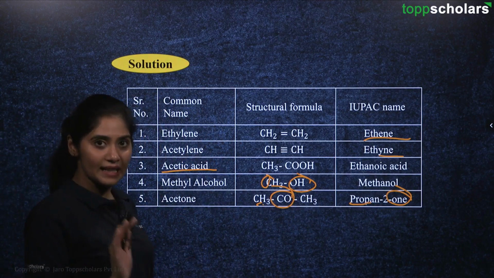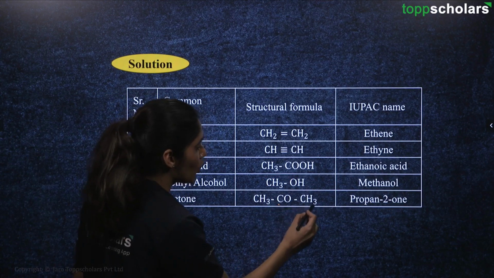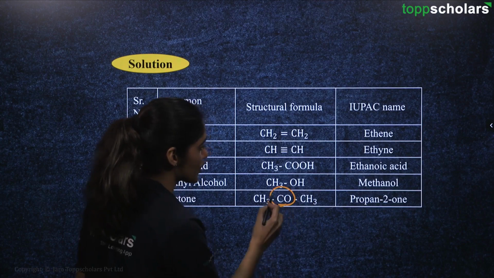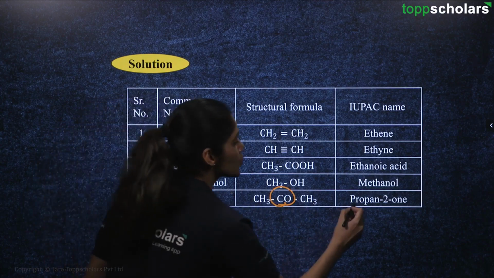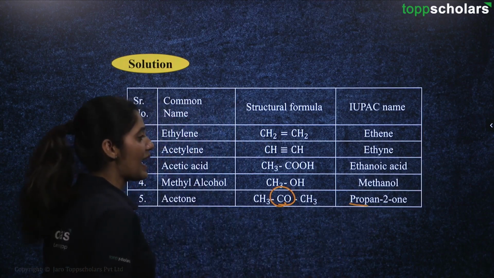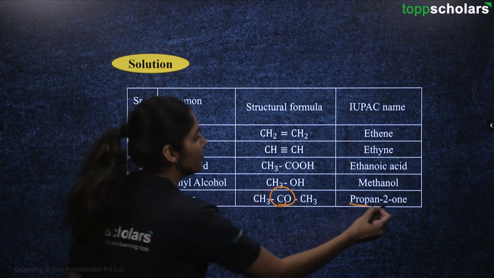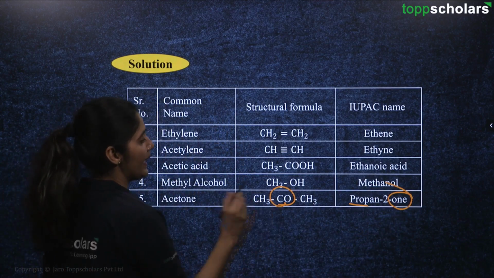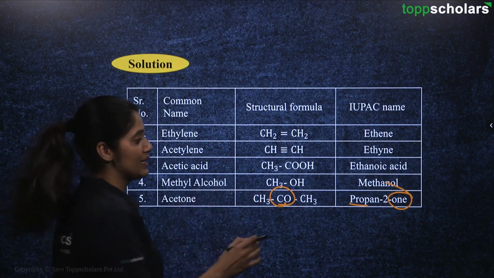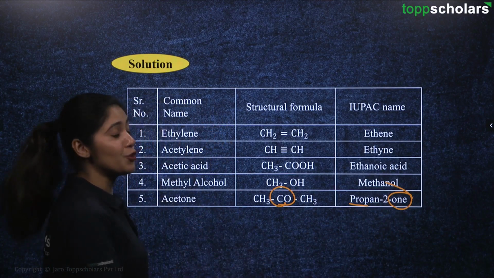I hope this is clear now. The structural formula is CH3COCH3. This is the functional group, right? Now how many carbons are there? 3 carbons. So it goes prop, right? And then because of this functional group, this is a ketone, right? So the suffix we are going to use is "-one". It is present on the second carbon. So therefore it is going to be propan-2-one. This would be the IUPAC name.